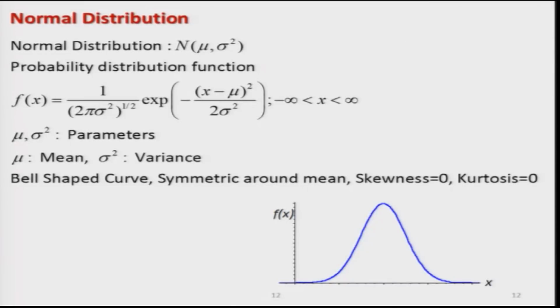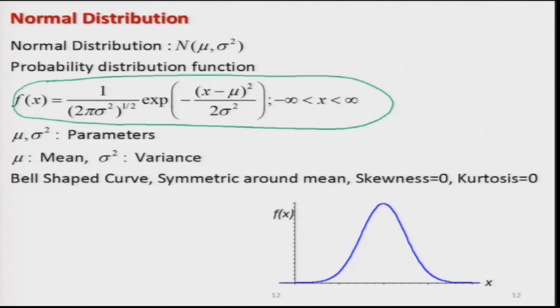So, the probability density function of a normal distribution is given by like this, and this probability density function is controlled by 2 parameters, mu and sigma square. So, we denote this function as N, which means normal, and the two parameters mu and sigma square, which are the parameters of this density function.